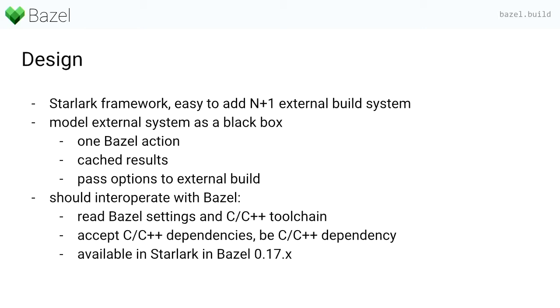We want the user to have the full control over the external build. That's why we provide the possibility to pass any options to the external system and also add some parts to the underlying shell script. Our rules should interoperate with Bazel, read Bazel settings and C++ toolchain, so that the user doesn't have to define the same things 2 times. And we also need to access C++ information of our dependencies and provide such information. The good news is it is already available in Starlark in Bazel 0.17.